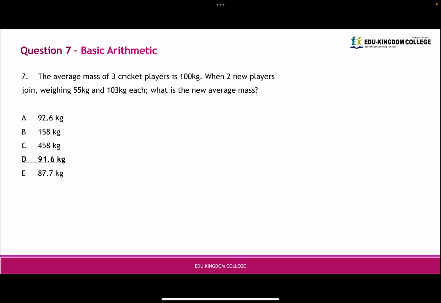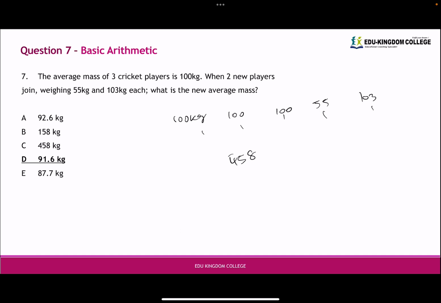Now, question 7. The average mass of 3 cricket players is 100 kilograms. So basically you can think that all 3 of them weigh 100. Now, 2 new players join, one weighs 55, one weighs 103. What's the new average mass? Now we have 2 more players, so we add these all up and divide by 5, because we've got 5 players. So 100, 200, 300, plus 103 is 403, plus 55 is 458.